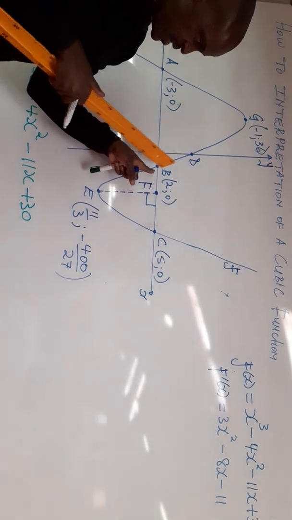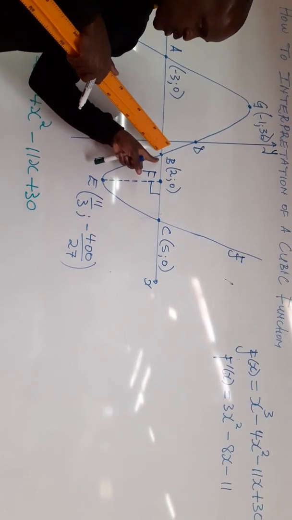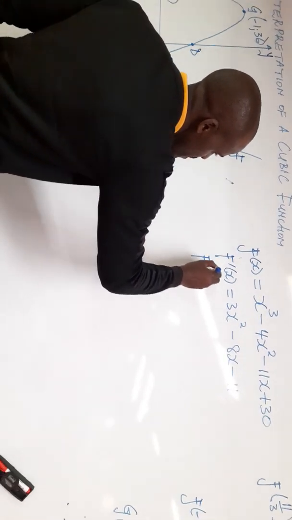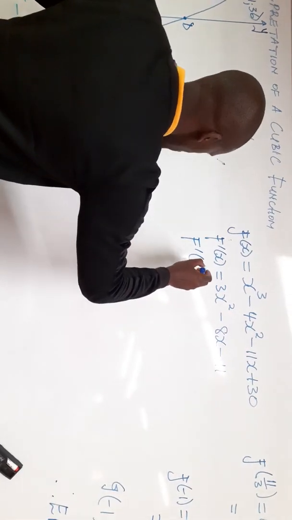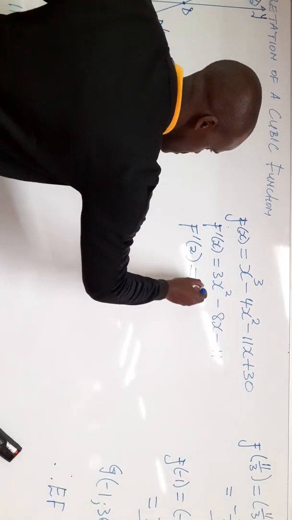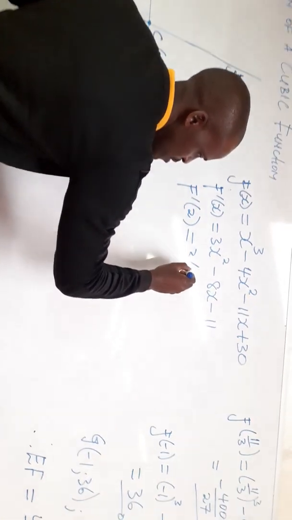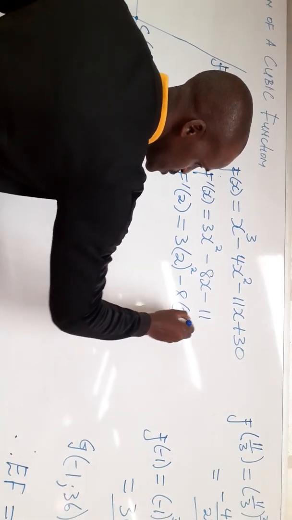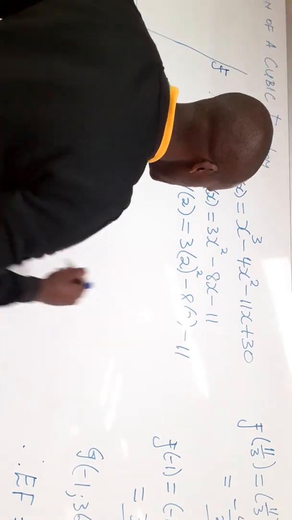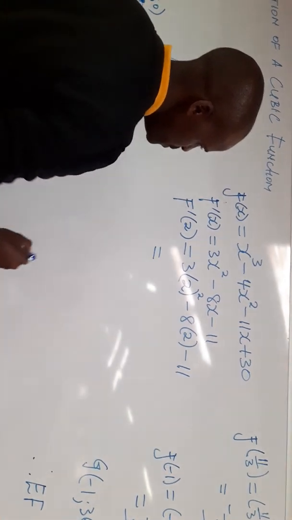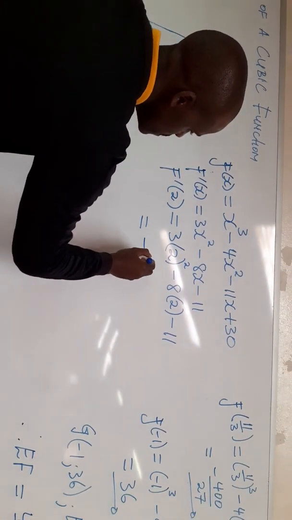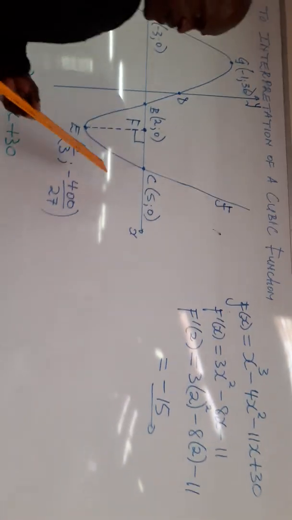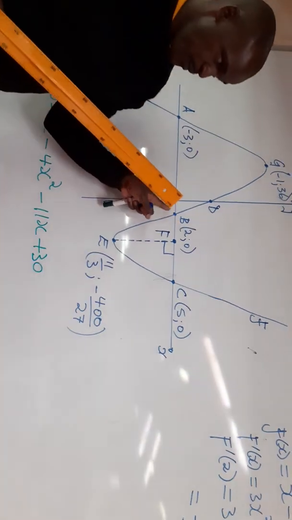The gradient at a given point. So we substitute the value of x. The gradient where x is equal to 2 is 3 times 2 squared minus 8 times 2 minus 11. Therefore, the gradient will be negative 15. The gradient of a tangent at point B.